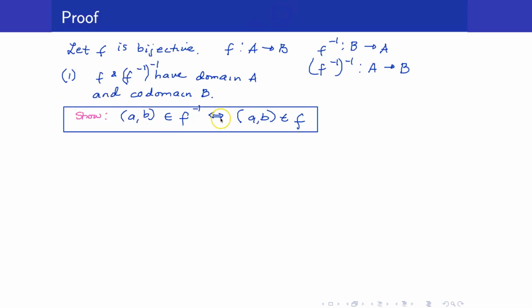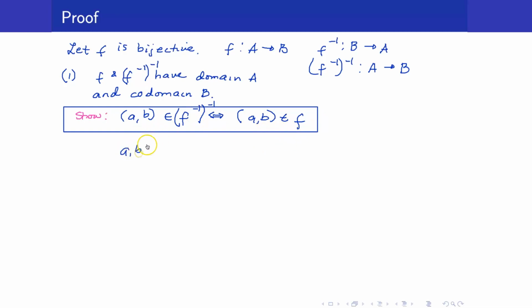Take note that this one is saying that if (a, b) is an element of f inverse inverse, then (a, b) is an element of f. This direction is telling us that f inverse inverse is a subset of f, and the other direction is saying that if we start with an arbitrary element of f, then we will end up with an element in f inverse inverse. That is what we are doing there.